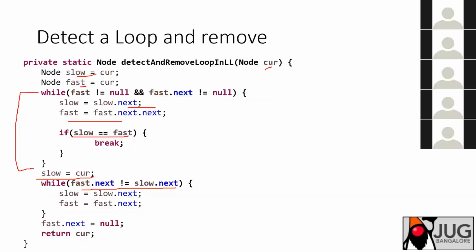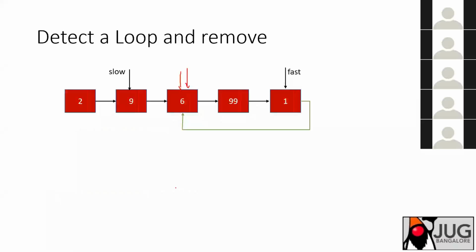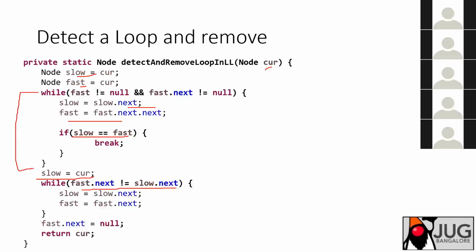Fast.next is not equal to slow.next. So this is what I'm checking. Fast.next is not equal to slow.next. In this case, it is, right? But that is what I will check for all other cases. And I will move this pointer by one reference, slow.next and fast.next. So I will move one position.